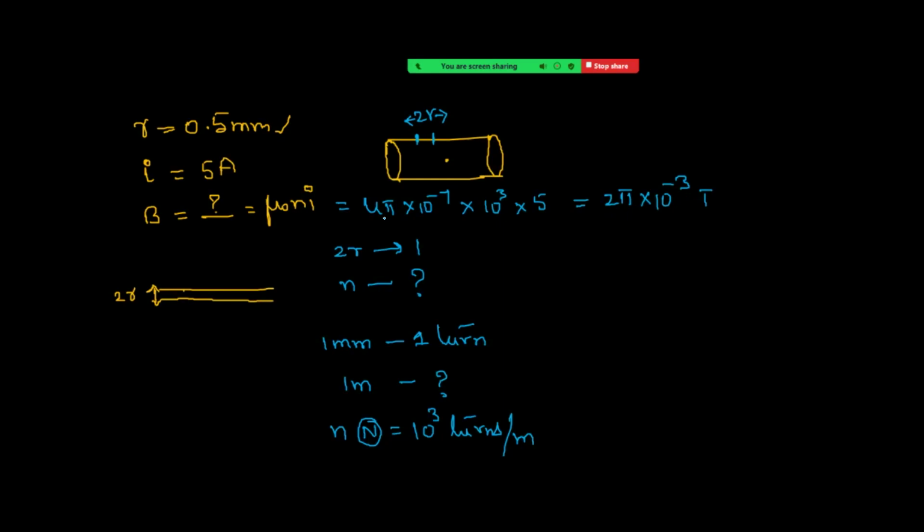See carefully. 4 pi 10 power minus 7, 10 power 3. Remains 10 power minus 4. 4 pi is 20, so 1 zero. Remaining is 2. So 2 pi 10 power minus 3, right? So the main thing is how to get the number of turns per unit length. Getting the idea is somewhat difficult. So the basic thing is in a length of 2R, there is only one turn. If you get that idea, then we can get the number of turns per unit length, right? Let us see the next one.